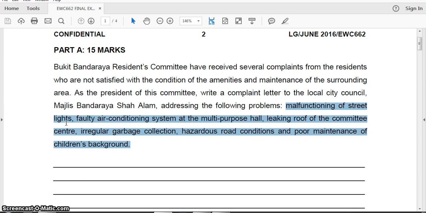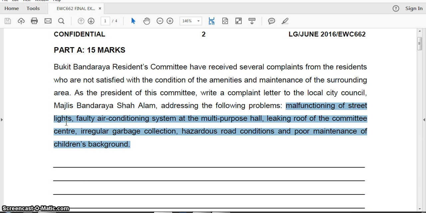What about the faulty air conditioning system at the multi-purpose hall? So what are the effects? People cannot use the multi-purpose hall for all sorts of programs, a wedding, any sort of community programs, because of the faulty air conditioning. And if people were to use the hall, they will feel uncomfortable because it will be a little bit warm or hot inside it. So problems will be given to you, and in order for you to elaborate, you must talk about what are the effects that your residents receive.